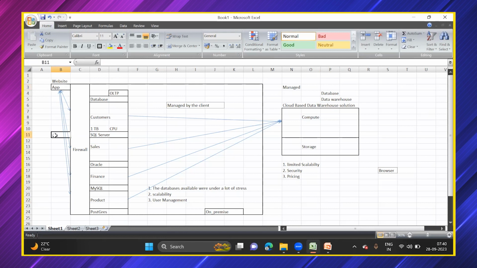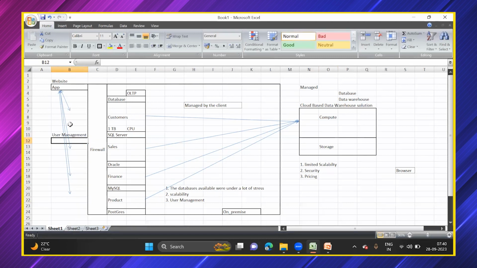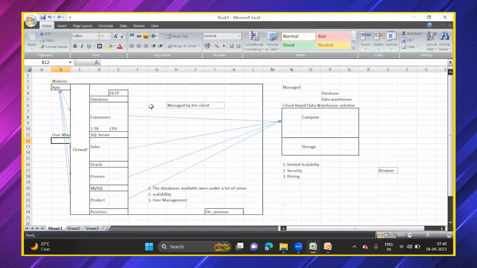So we will have something called user management, using which we will have the client management as well. This is anyhow required over here as well, so I'll just remove it. So here you get the picture, right? Maybe from here you can understand how complex it is to manage this on-premise system, and in future lectures you will see how easy it is to manage these cloud solutions.